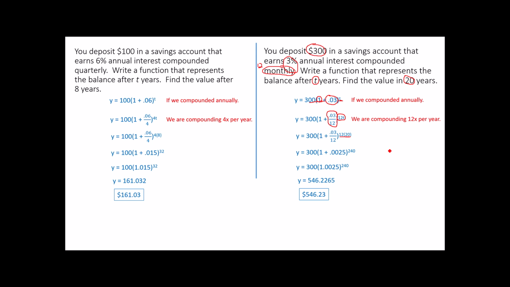We would end up having $546.23 in our savings account.